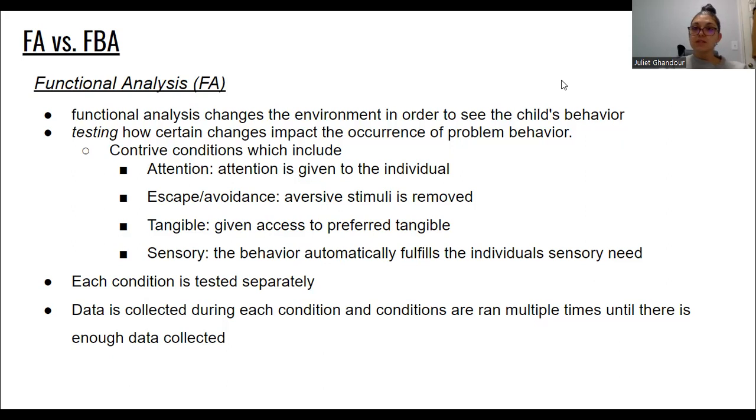Each condition is tested separately. There's also a control condition where the learner, the person the FA is being conducted on, is given access to their favorite tangibles and attention. So that's the control condition. During each condition, data is collected and conditions are run multiple times until there's enough data collected.